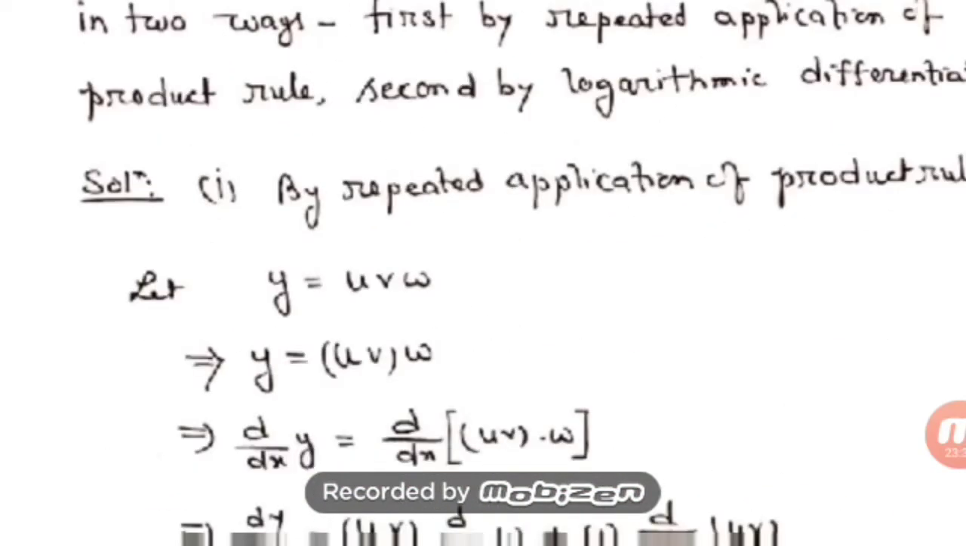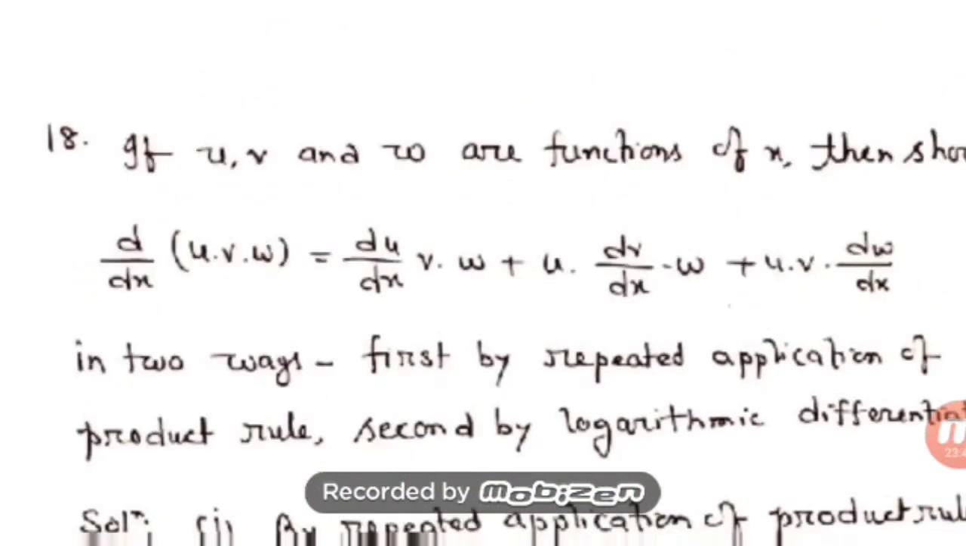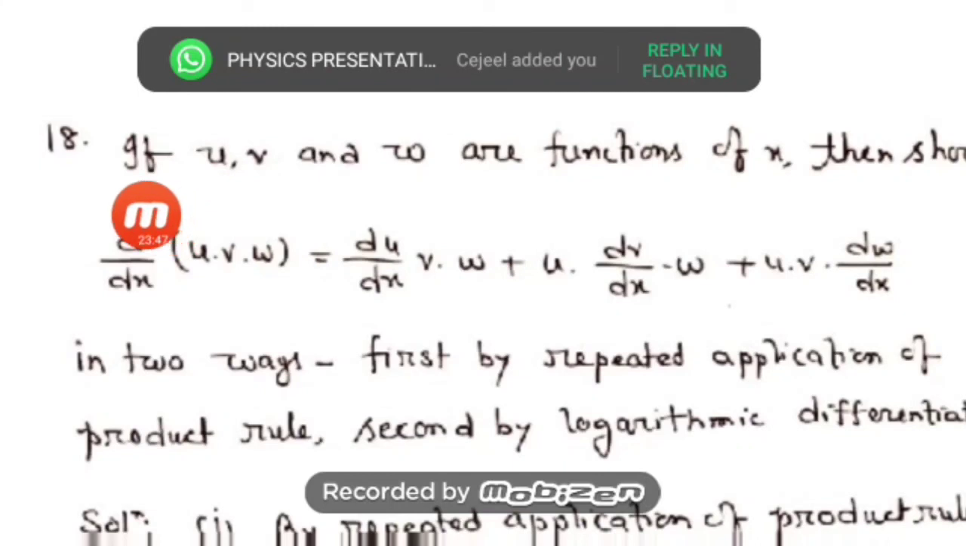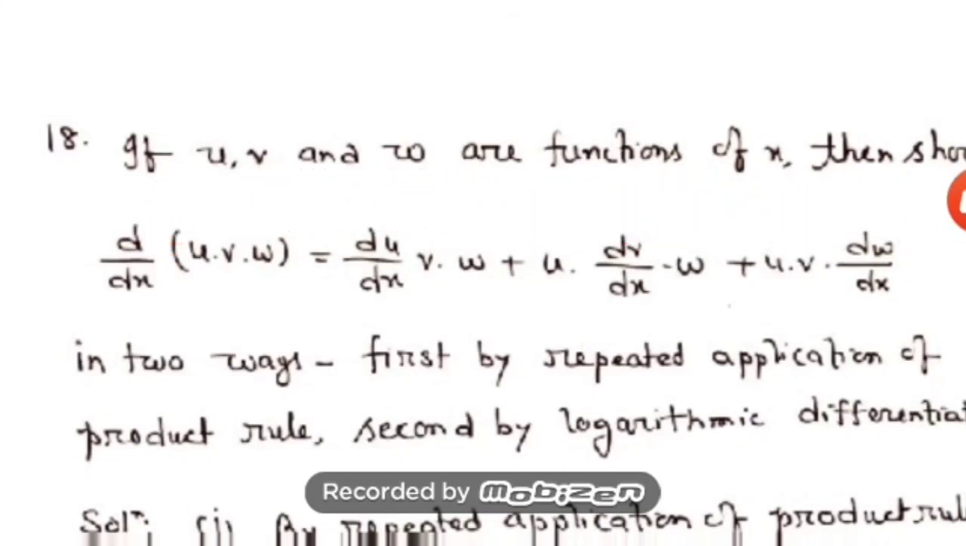One more question of this exercise is left. Let me complete it. With this, I can complete the exercise of logarithmic differentiation. So your question is, if u, v and w are functions of x, then show that d/dx of uvw is equal to du/dx into v into w, plus u dv/dx into w, plus u into v into dw/dx, in two ways. First by repeated application of the product rule and second by logarithmic differentiation.